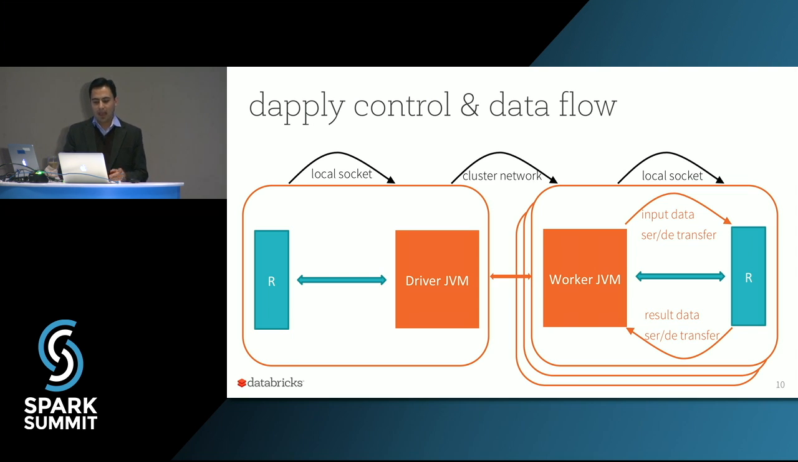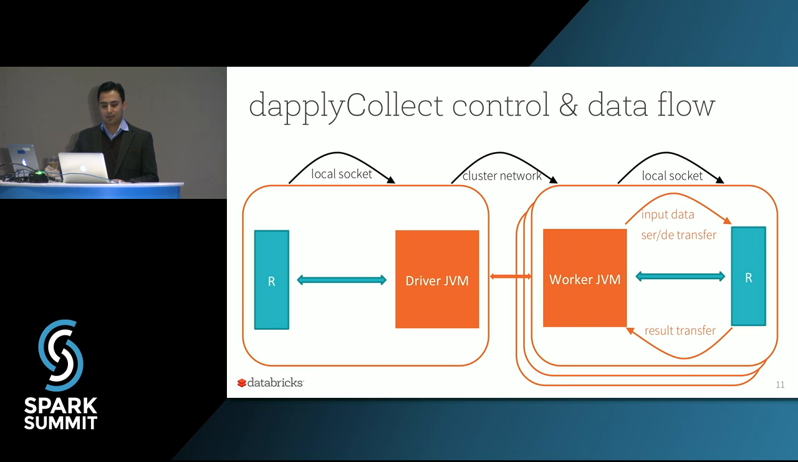However, when we use dapplyCollect, we don't need that. We don't need the JVM to understand the data. It basically just sends it back to the driver, and the driver JVM sends it to the R process, and the R process receives a binary blob, and it knows how to deserialize it back to an R data frame. That's why we don't need the schema. So that's how dapply works.